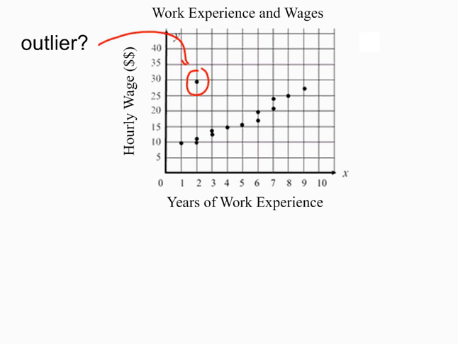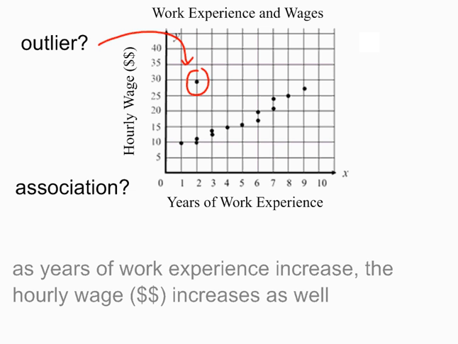Our outlier is saying that somebody who had 2 years of experience was making $30 an hour. That's a very specialized job, and that's probably why they're doing that. But that doesn't seem to correlate with what's going on here. Well, speaking of correlation or association, when we look at everything, as the years of work experience keep rising, 2 years, 3 years, 4 years, and so on, we notice that the hourly wage is also going up. So we can describe the relationship as: as years of work experience increase, the hourly wage increases as well.